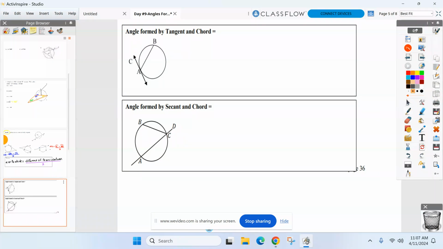Why do I call this a half and half, a tweener angle? What's BA? Chord, which is inside. And what's CA? That's a tangent, which is outside. So that's why it's not inside or outside. It's half and half, a tweener.